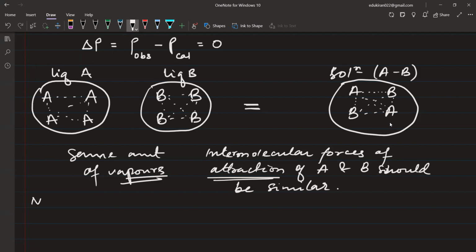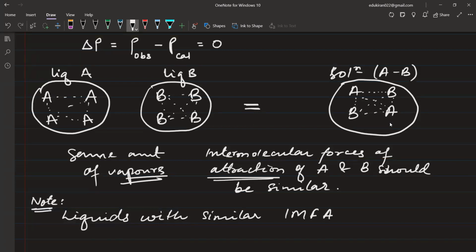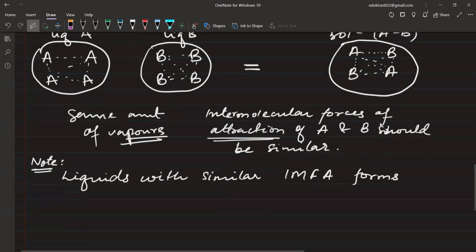Please write. Note. Ideal solution, or rather write like this: liquids with similar intermolecular force of attraction form, or rather, since it is liquids, they form an ideal solution.